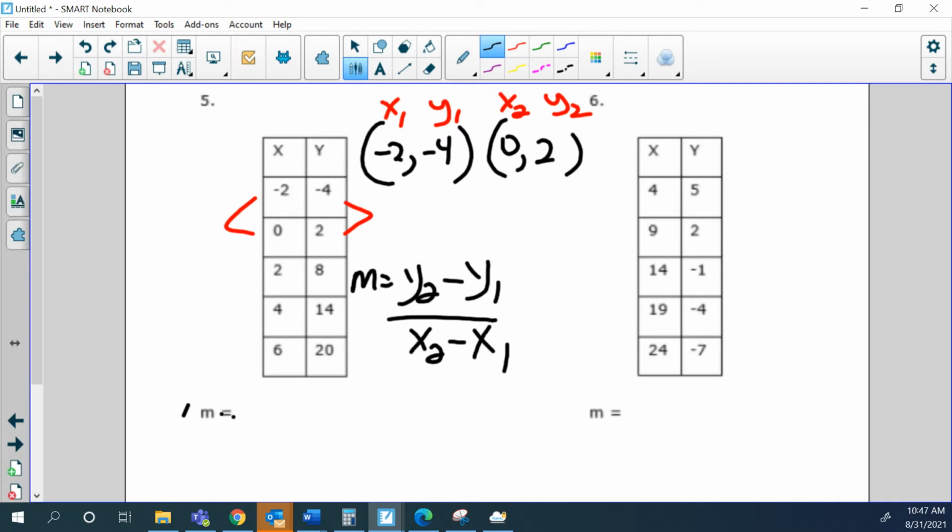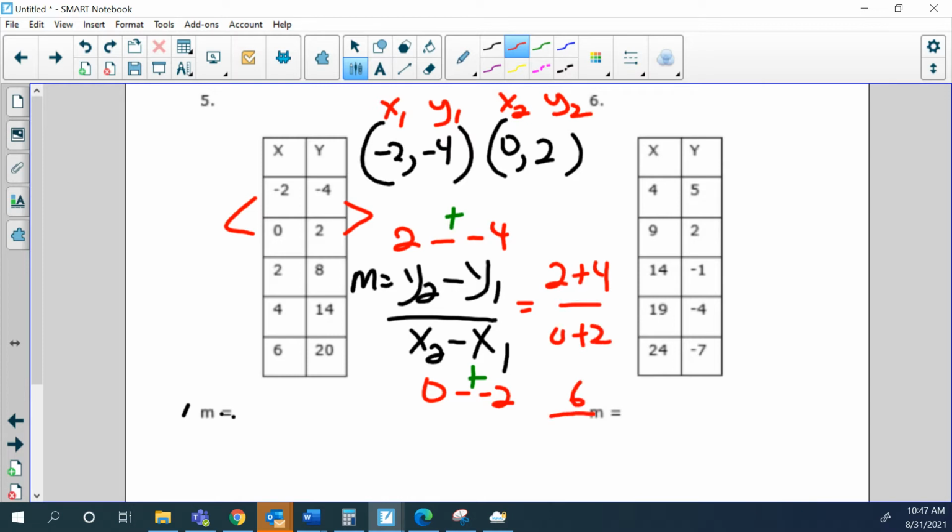Let's substitute the points. So my y2 is 2 minus my y1 is negative 4 over my x2 is 0 minus my x1 is negative 2. So this is going to give me a positive, a positive. So I'm going to get now 2 plus 4 over 0 plus 2, which is going to be 6 over 2, which is 3. So my slope is 3.